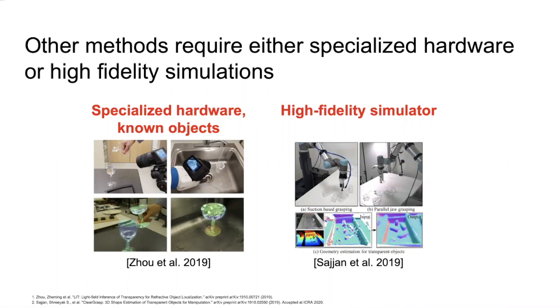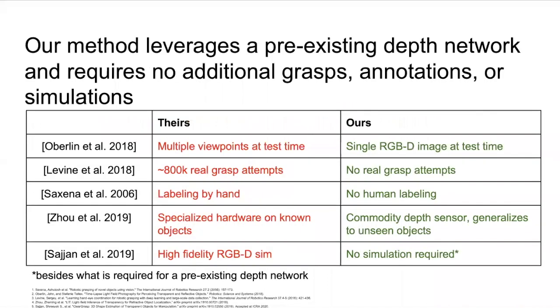Other methods for dealing with transparency and specularity for grasping require either specialized hardware in the form of a light field camera or training with high-fidelity simulations of transparent objects with the hope that the simulator has enough fidelity or diversity to transfer to the real world. In summary, unlike previous work, our work requires just a single image recorded from an RGBD sensor. We do not require real-world grasp attempts, human annotations, specialized hardware for training, nor simulations of transparent or reflective objects.